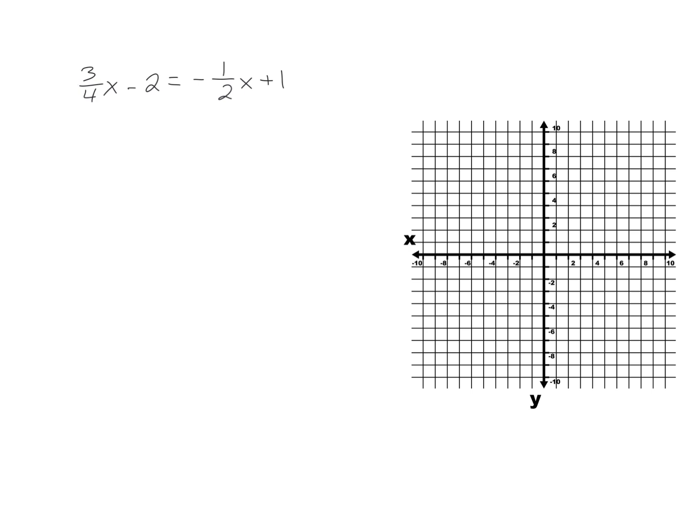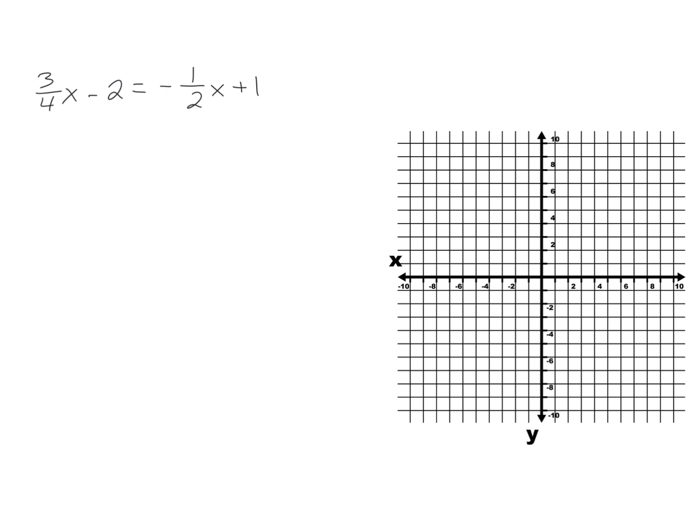On that 3/4, I want it to be positive 3/4. That 3/4 is a positive 3/4, not negative, positive. This one, first thing I want to do is rewrite, right? What's my first one? Minus 2. And then my second one? Y equals negative 1/2 x plus 1.